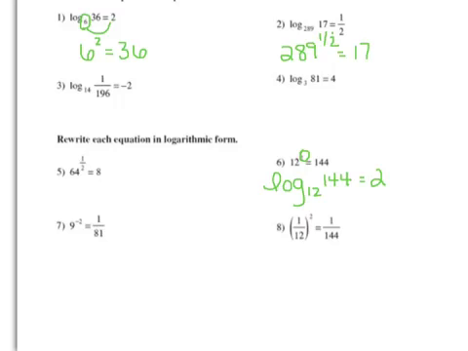Let's do maybe number 7. So I would say log base 9 of the answer, so of 1 over 81, is equal to, it's always equal to the exponent. So it's equal to negative 2.